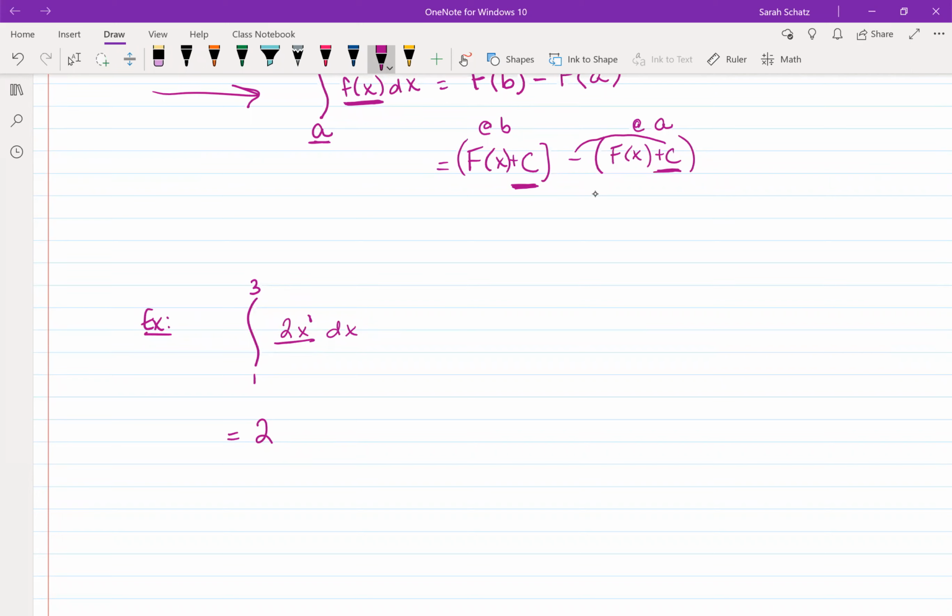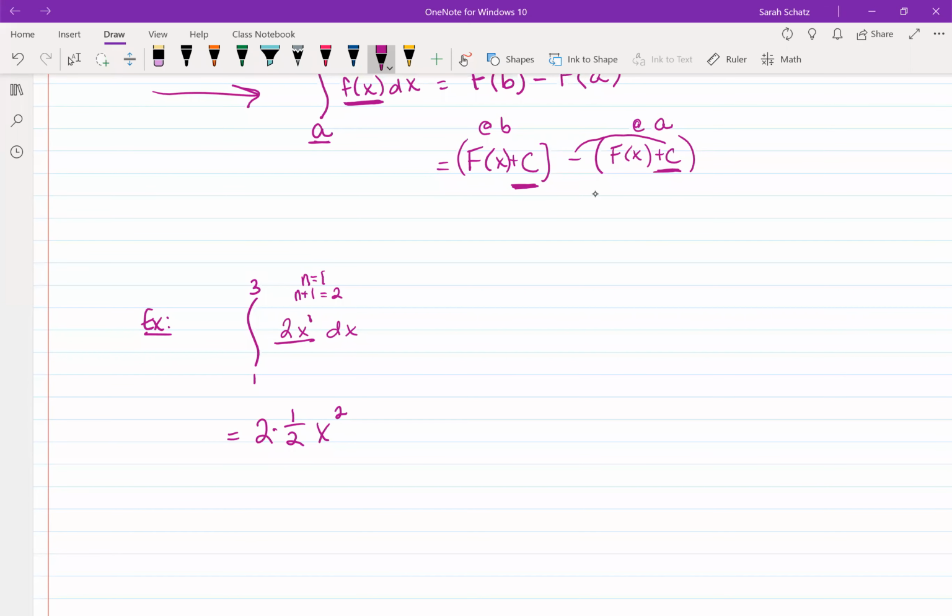You guys, if x is to the first, remember with the power rule, we think about that n being 1, and then n plus 1 would be 2 in this case. Remember what the power rule for antiderivatives is. It's 1 over n plus 1, x to the n plus 1.